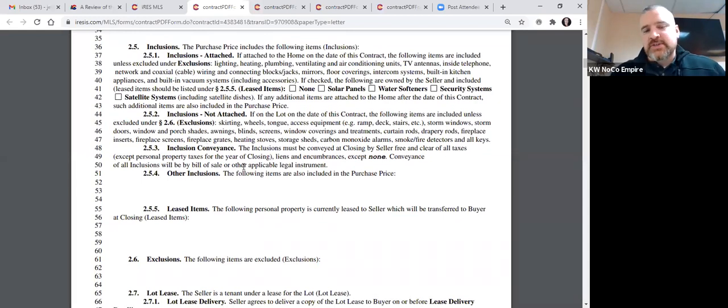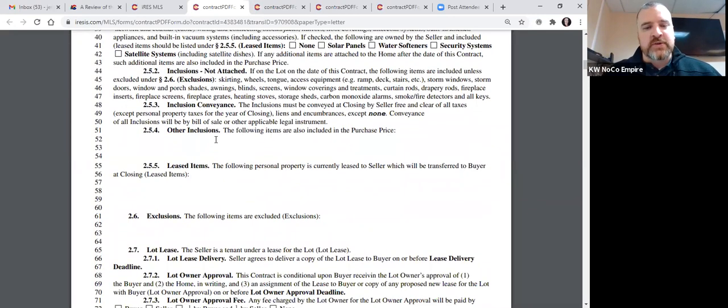Conveyance of all those inclusions will just be by typical bill of sale or other applicable legal instrument. The home itself will typically be transferred via certificate of title. However, you will still typically have a bill of sale for any of those other items listed as inclusions. Other inclusions is where you would write the fridge, the washer, the dryer, the stove, oven, disposal, whatever other items are going to be included, similar to the contract to buy and sell.